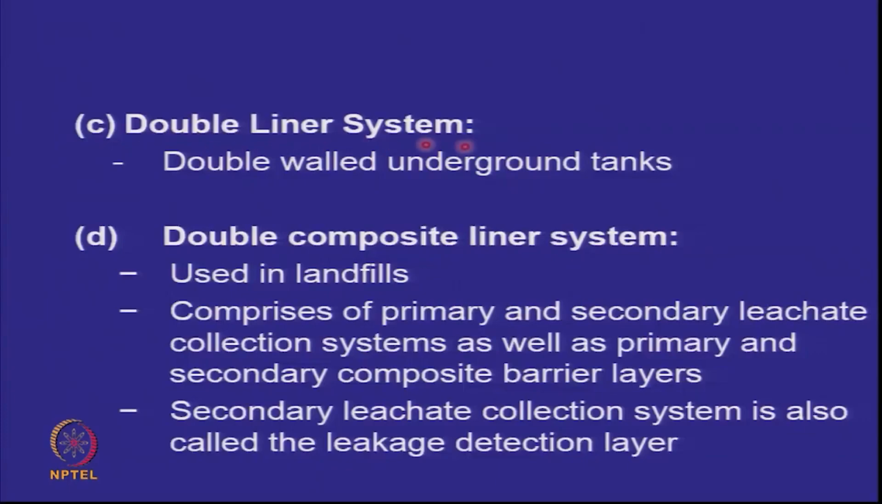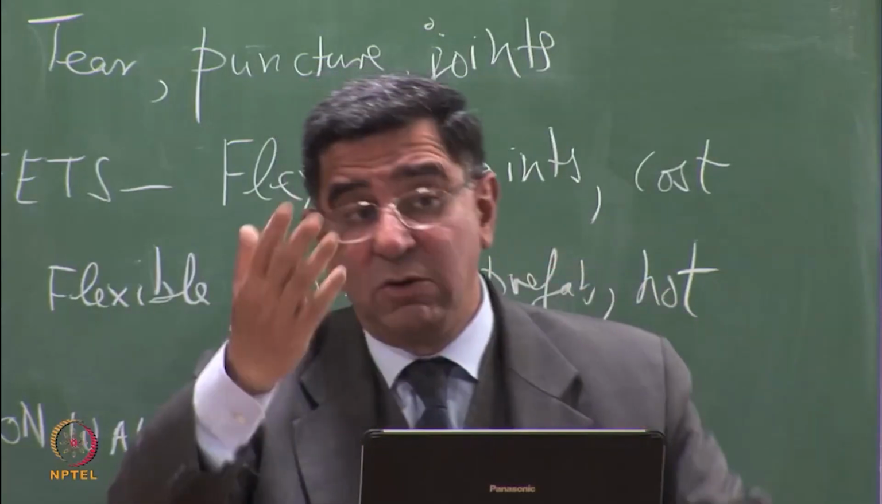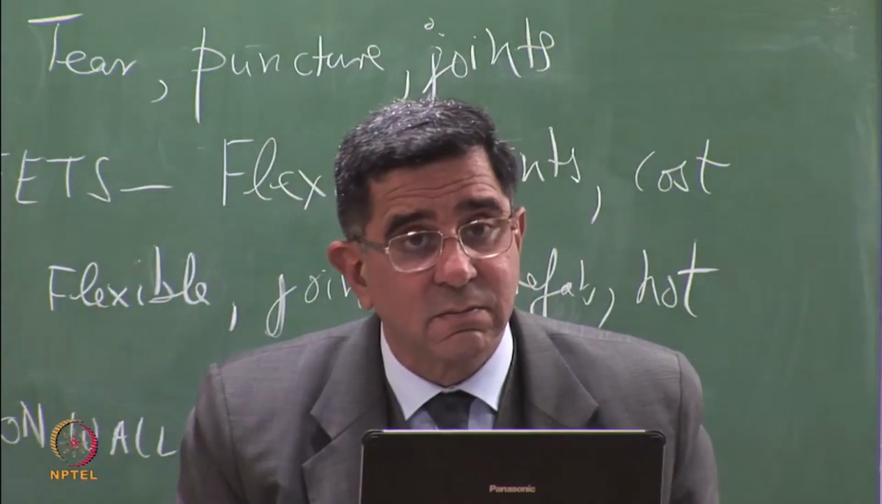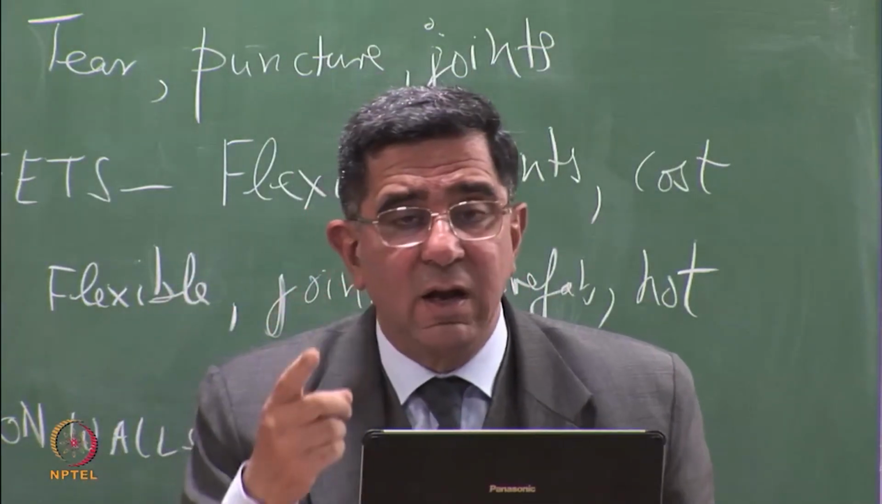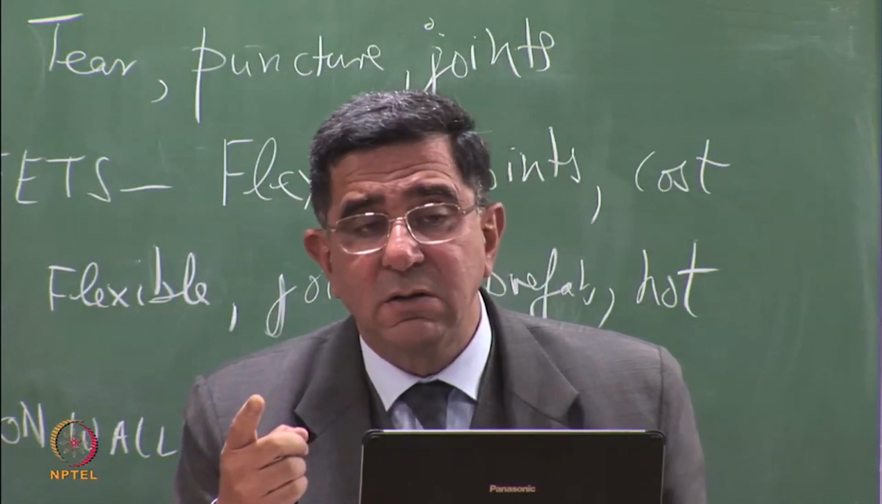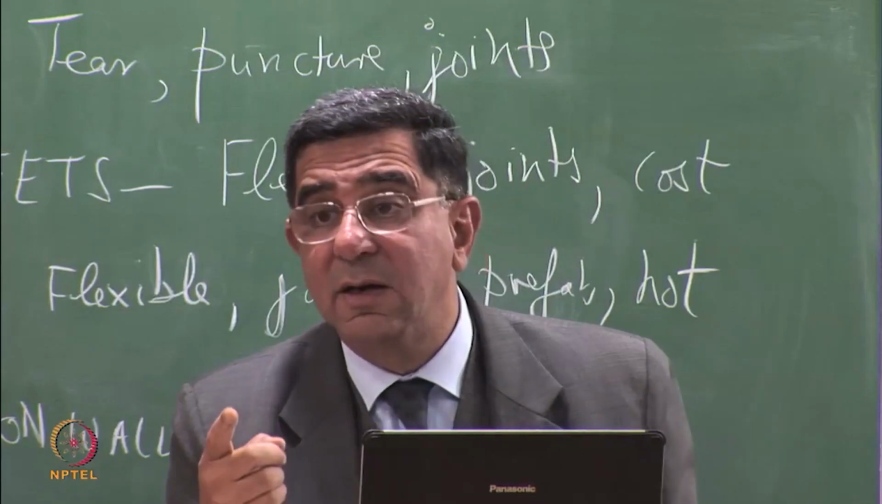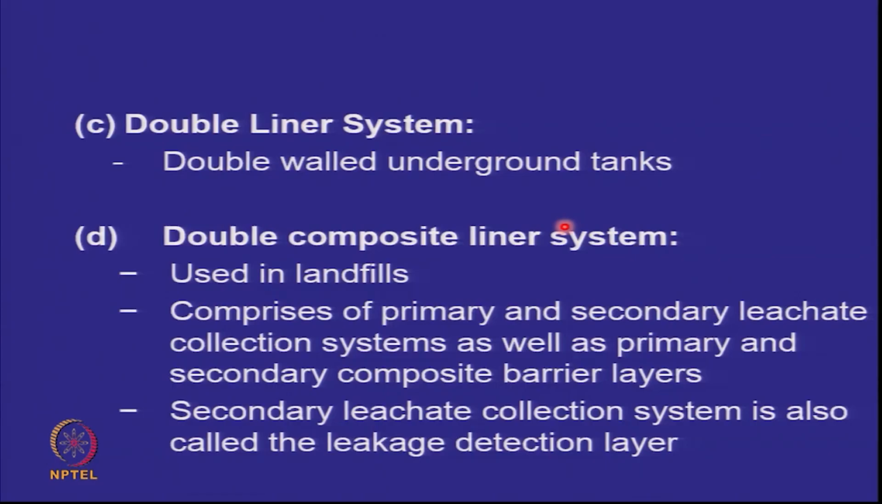You can have a double liner system, two walls or two polymeric layers, like double walled overhead tanks, an inner wall and an outer wall, but they are not double composite liners. A double composite liner means repeating the element.